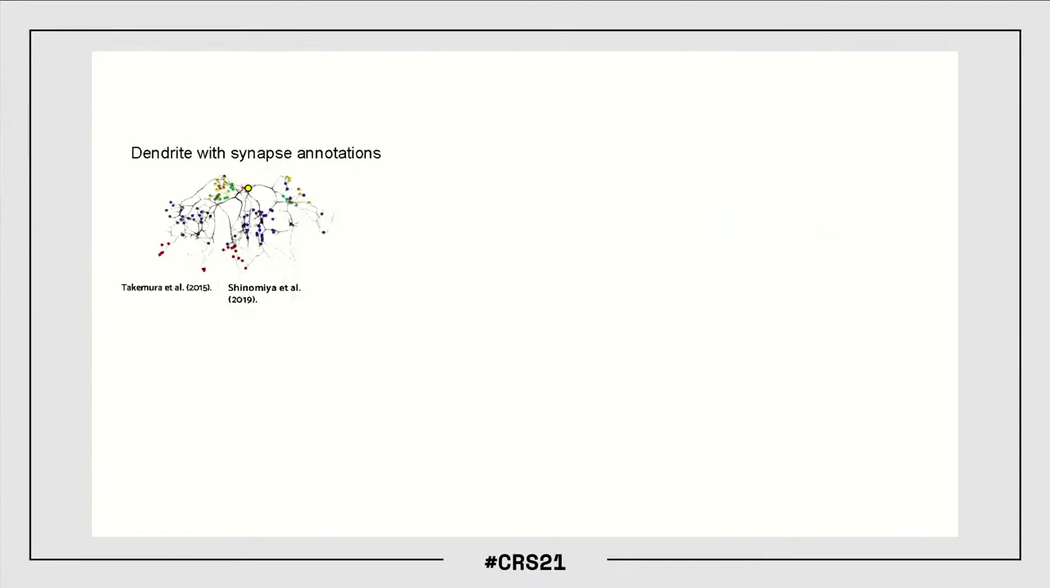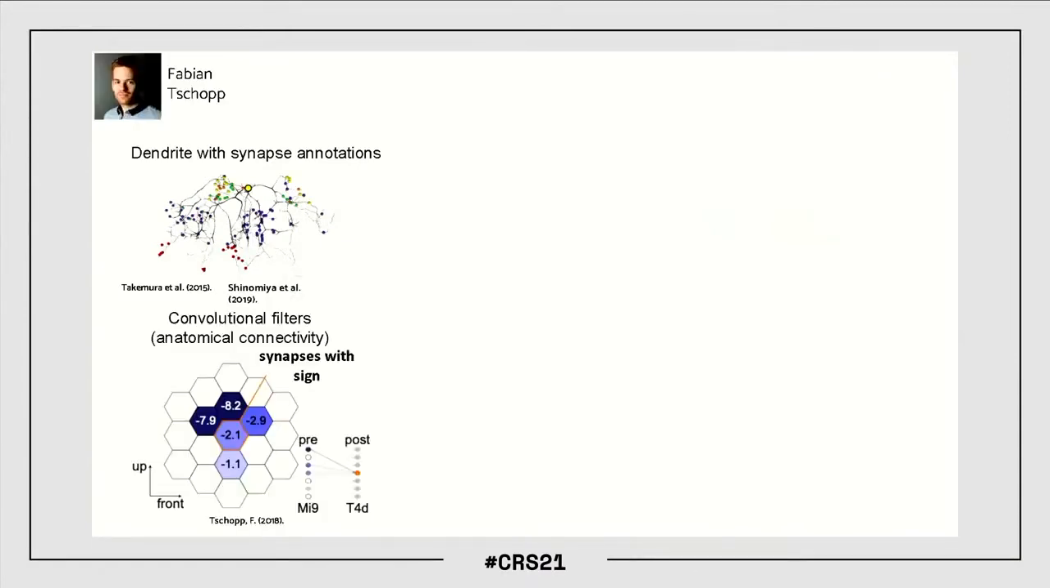But how do we actually know what the connections are that we need? For that, Fabian Schopp derived these convolutional filters that you see in the bottom left from dendrites with synapse annotations. These convolutional filters represent the connectivity between a pair of connected cell types in terms of the synapse count at specific offset locations between the visual columns.